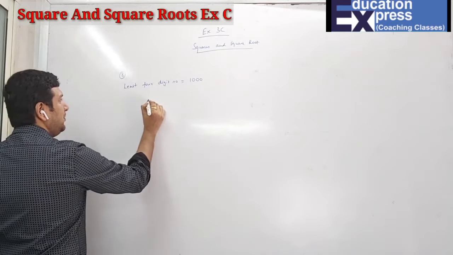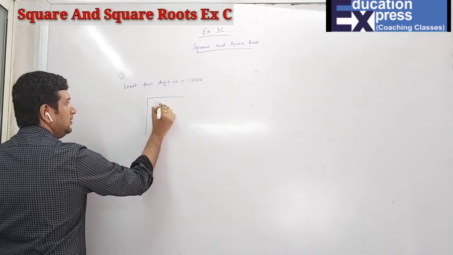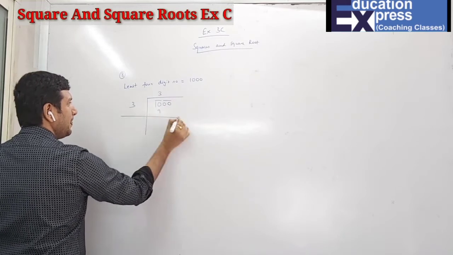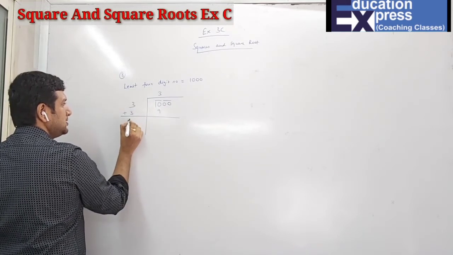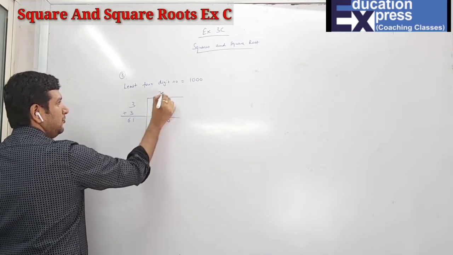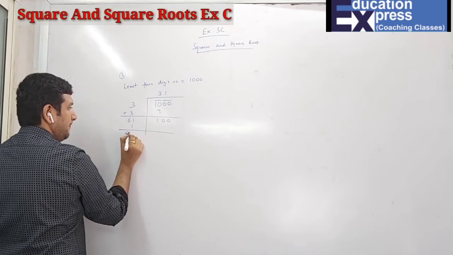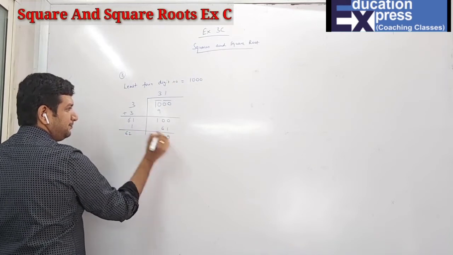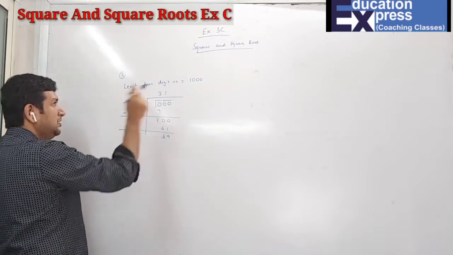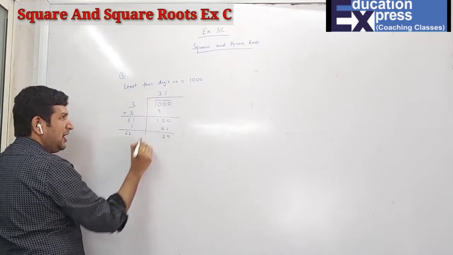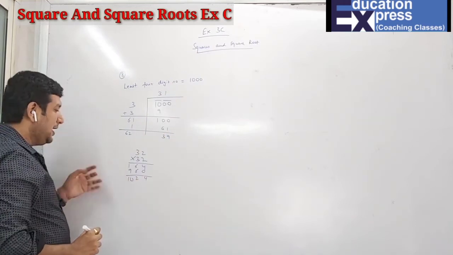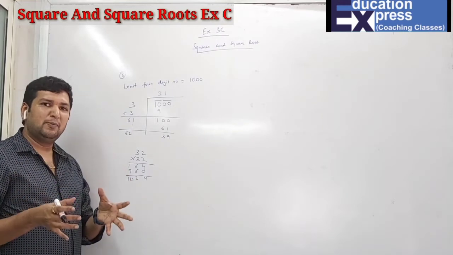So addition rule is what, students? 1000. I'll make a pair. 3 3s are 9. Plus 3, that is 6. 100. Now 6 ones are 61. 1 1, 39. So now here, students, you can see that I want to add certain thing here. 31. After adding, what comes? That means I want a perfect square. The least 4-digit number of the perfect square is 1024.